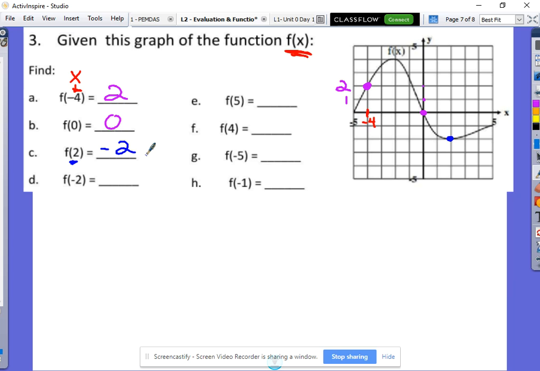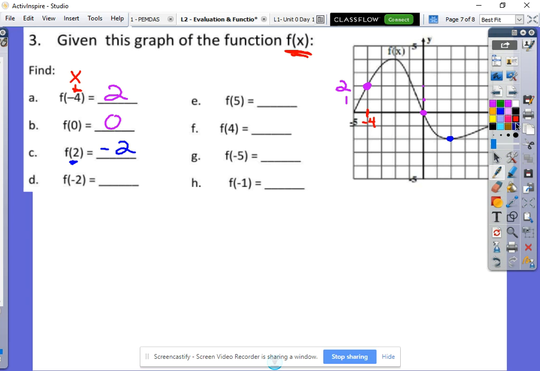All right, and you're going to see we're just going to keep doing the same thing, finding these points. So take a second, try and fill in the rest of those, just using the graph and finding those points on the graph. Okay, you're always looking at the y value. The y value is what you're writing on this blank.